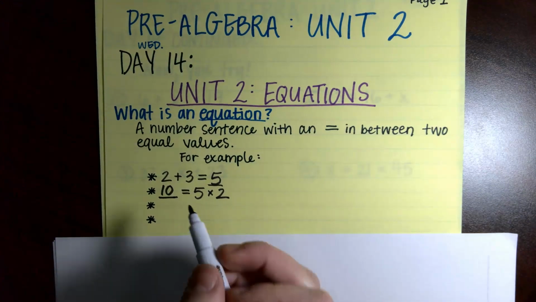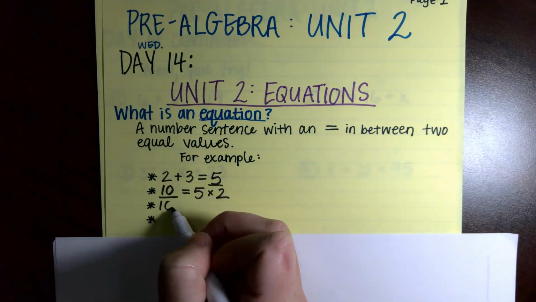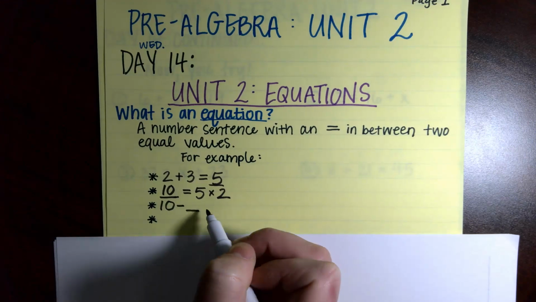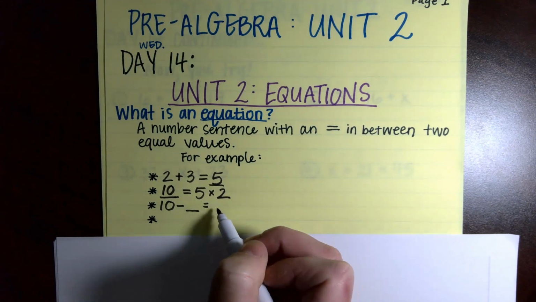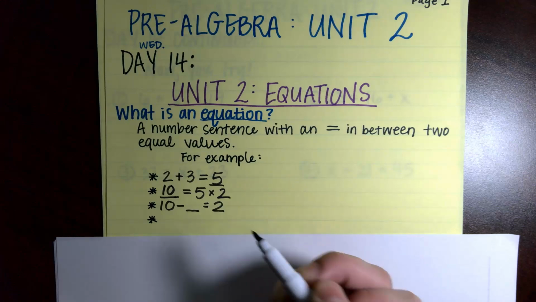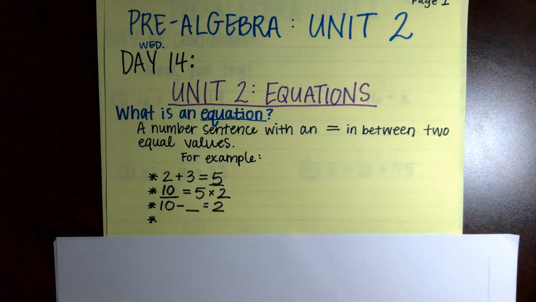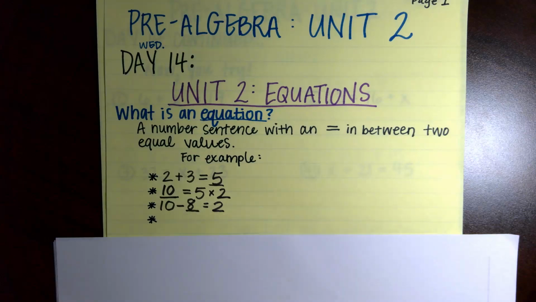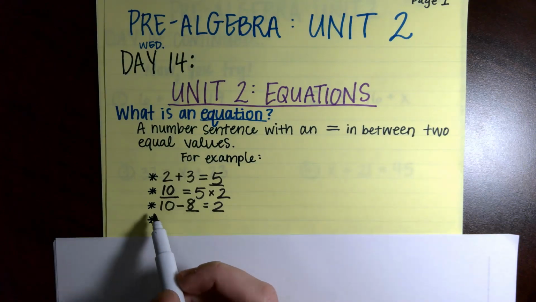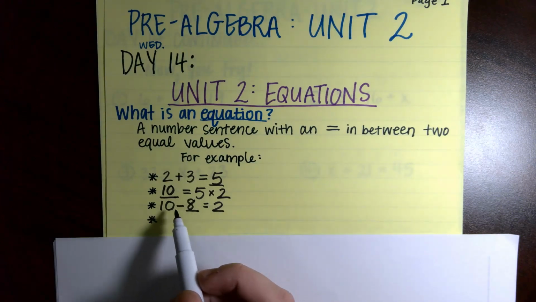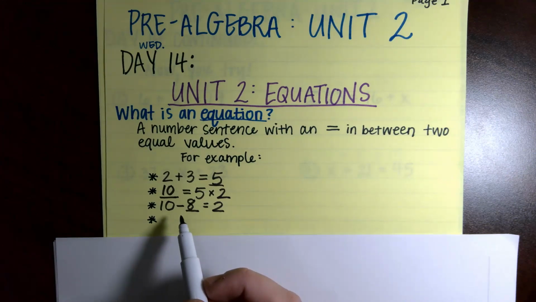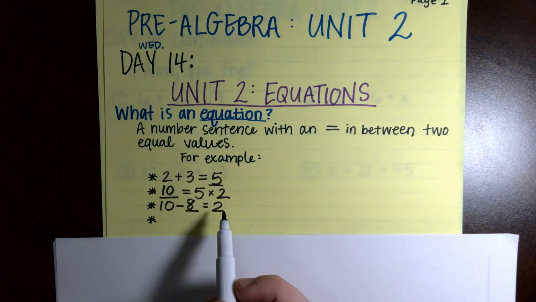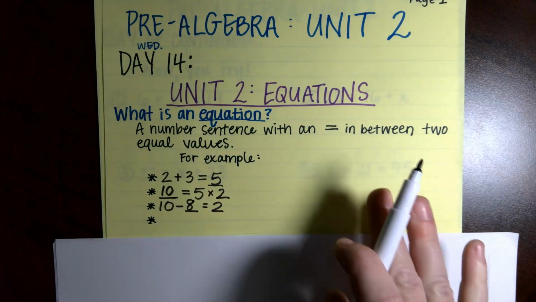So let's look at another one. What if I had 10 minus something, and on the other side of the equation, I had the number 2? What would I need to put in that blank spot to make this true? 8, exactly. When I take 8 away from 10, I end up with 2. So on my left side of the equation, I have 10 minus 8. The value of that is 2. On the right side of the equation, I have 2. So these are the same value.